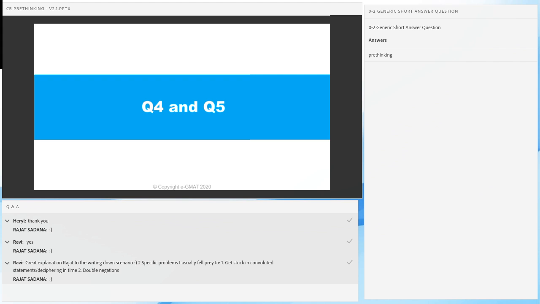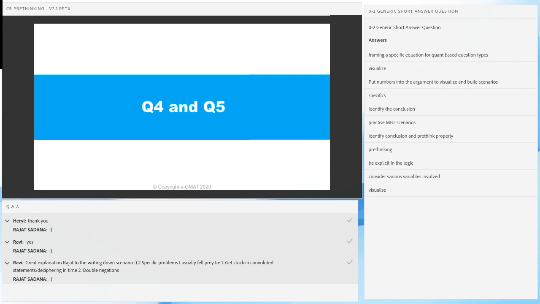Another way to ask this question is, why did you make a mistake, and what are you going to do to avoid that mistake? Put numbers, visualize, frame specific questions. And let me just say this. You may call this a quant based question, but this is a logic based question.